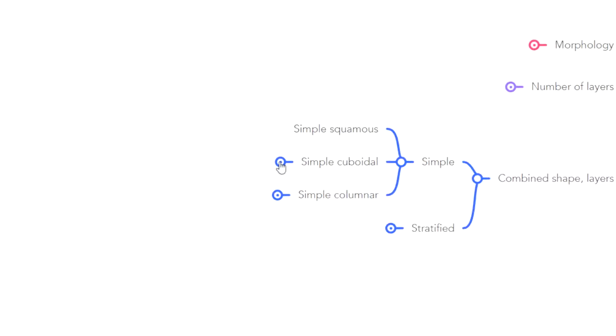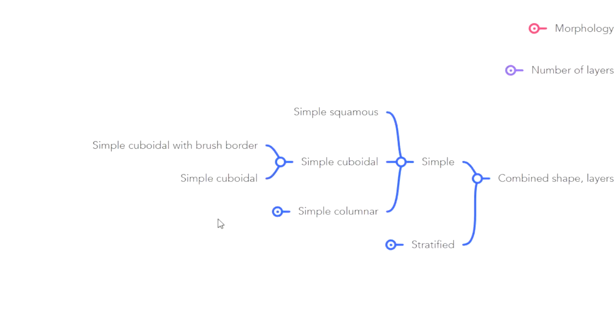Now simple cuboidal can be further subclassified based on the surface modifications, whether it is cilia, flagella or microvilli. It is classified as simple cuboidal with brush border, where the apical surface has microvilli irregularly arranged. So that is simple cuboidal with brush border. Without the surface modification, it is just called simple cuboidal.